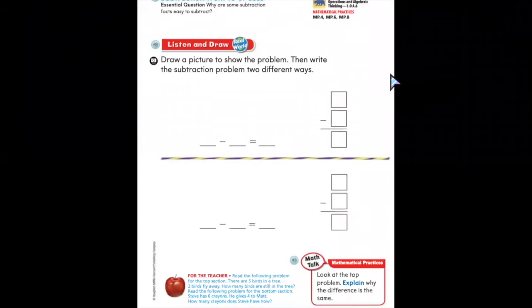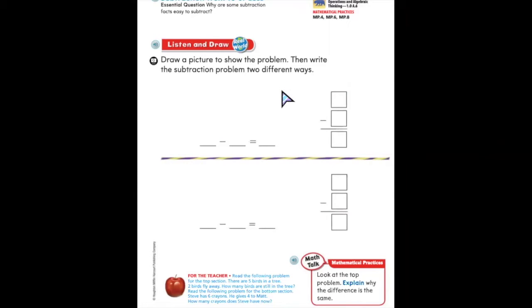Let's turn to page 85 in our math books. At the top of page 85, it says, listen and draw. The directions say, draw a picture to show the problem. Then, write the subtraction problem two different ways. Listen to the following problem. There are 5 birds in a tree. 2 birds fly away. How many birds are still in the tree?